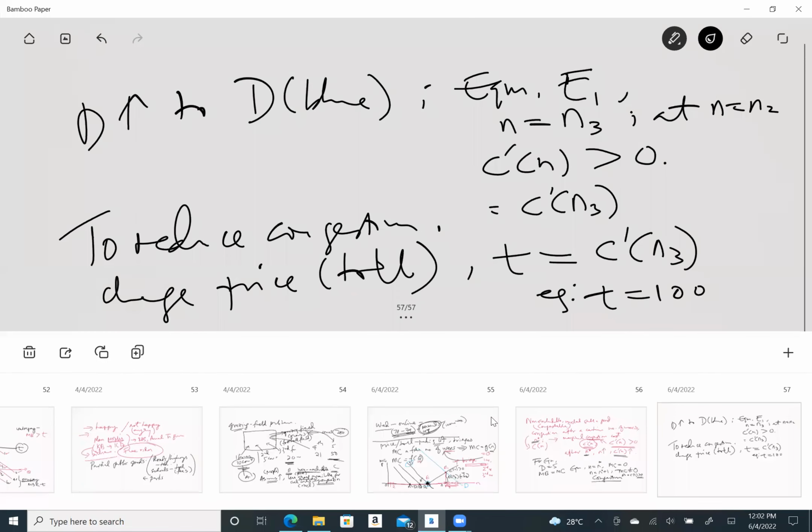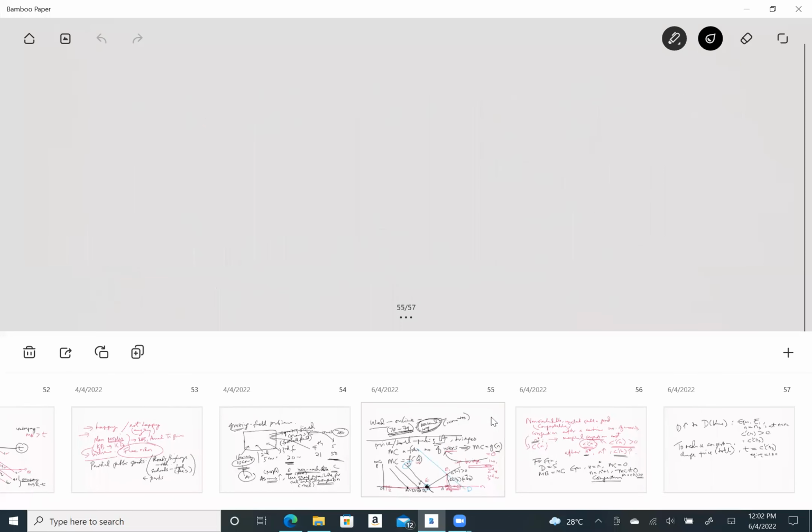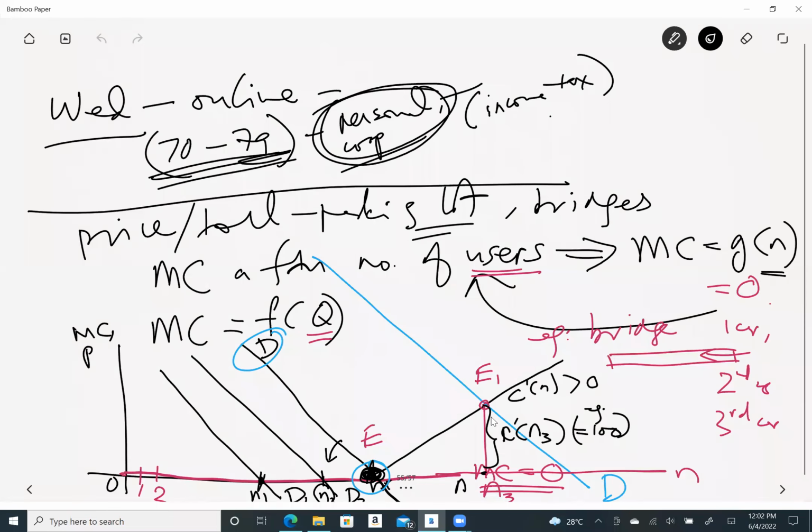All right, go back to the diagram. If I impose the tax or the toll equal to C prime N3, for example 100, what happened to the demand function? Show me or draw on your diagram the new demand function after we charge the toll.